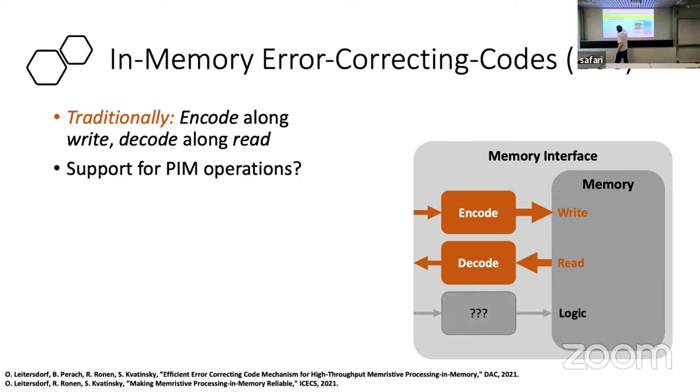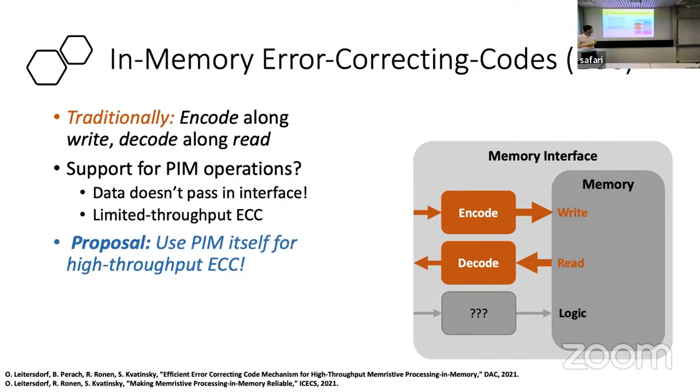So traditionally, we encode a long write and we decode a long read. The question is, now we have processing in memory. The whole point was that the data doesn't go through the bottleneck, which is this interface. Instead, a control operation comes into the memory, operates on the data, and changes the memory inside. So what can we still do? How can we support a memory that has ECC while still enabling PIM operations?